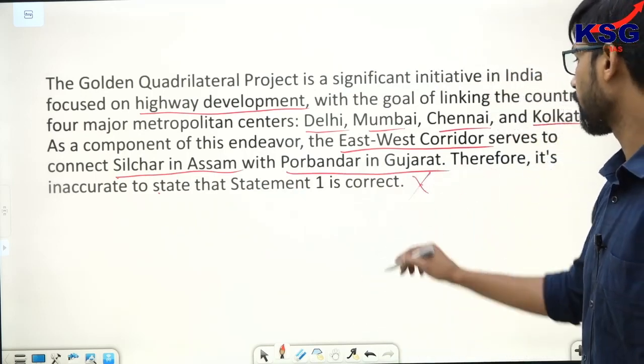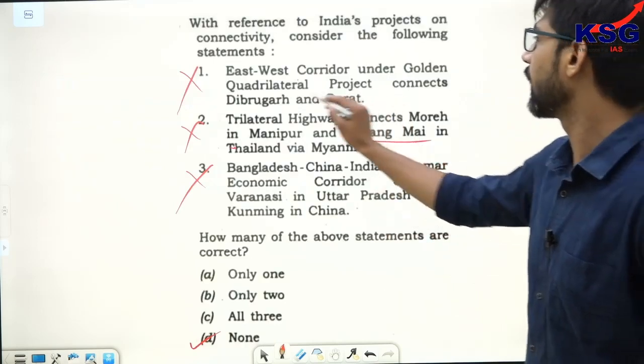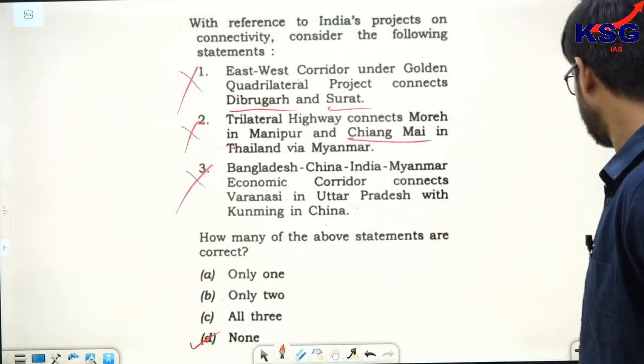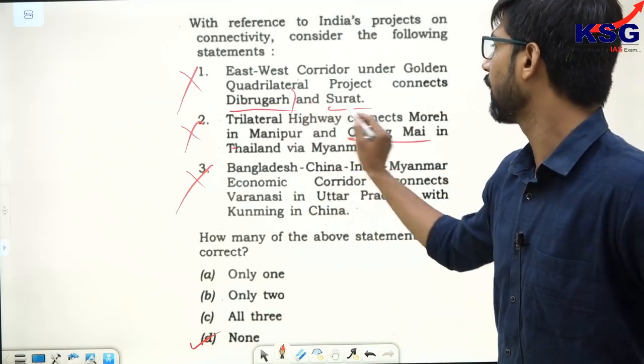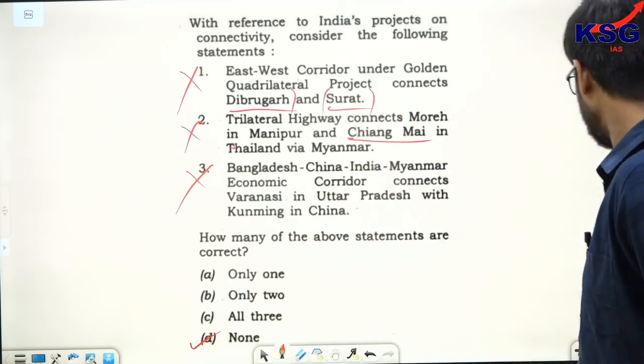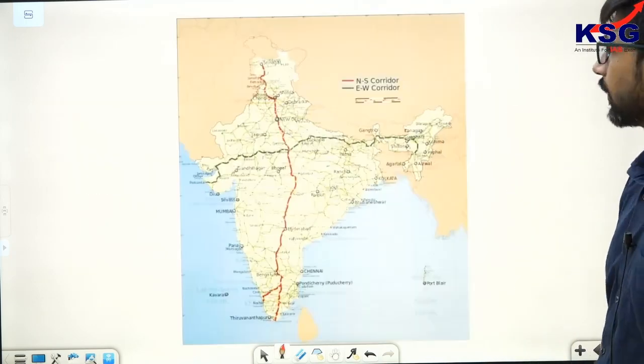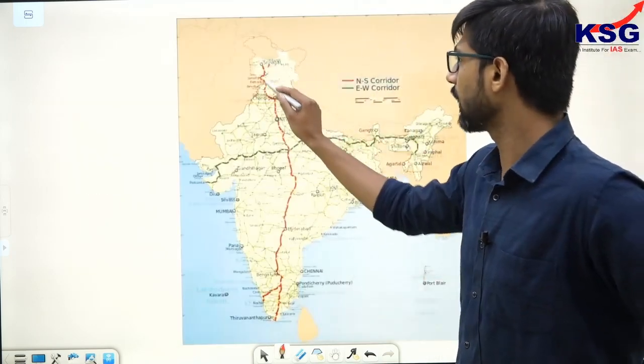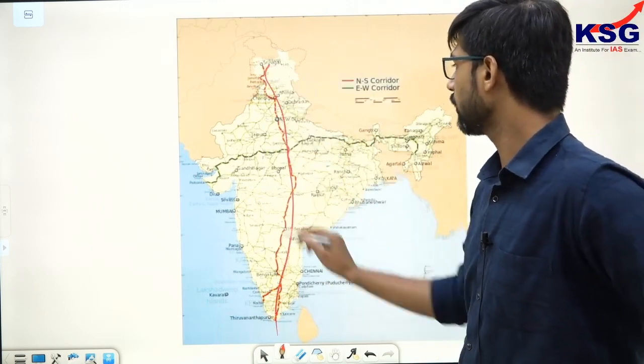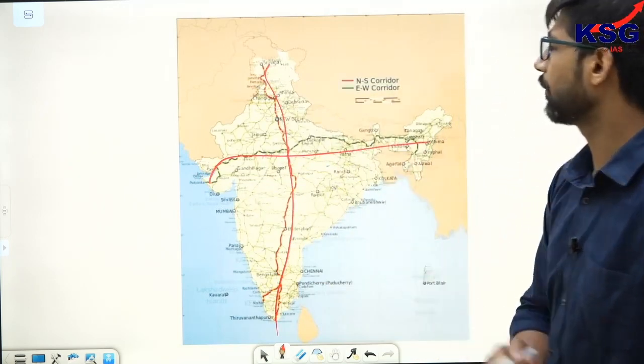It is a wrong statement. Why? Because it is talking about Dibrugarh in Assam and Surat in Gujarat. That is not the case. It is Silchar in Assam, whereas it is Porbandar in Gujarat. This is the Golden Quadrilateral, wherein one line is going to connect from north to south, and there is another east-west corridor connecting from east to west.